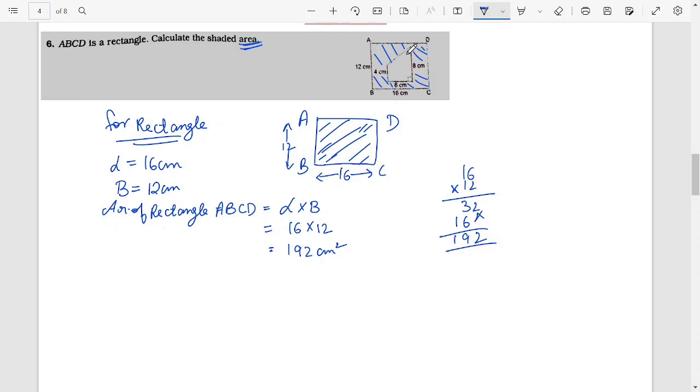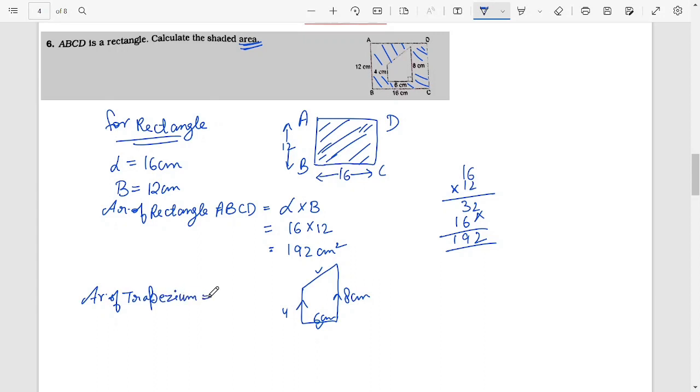Now another figure is the trapezium. This figure is the trapezium. Why am I calling this figure a trapezium? Because these two are the parallel sides, 4 centimeter long, and this is 8 centimeter long. And the other two sides, these two, are non-parallel sides. Such a figure is known as a trapezium. Now this side is also given, how much? 6 centimeter. So we will find the area of the trapezium.